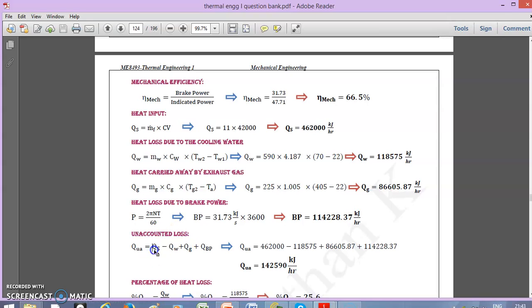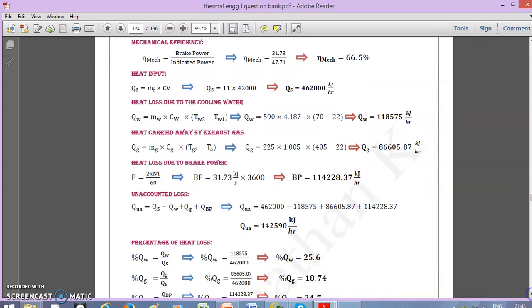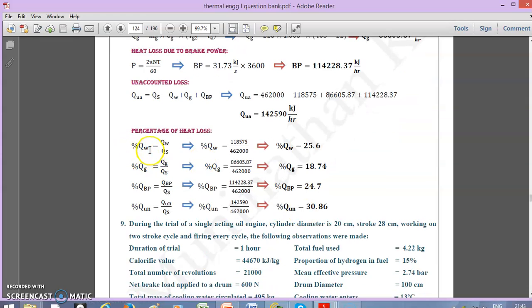So now the unaccounted heat loss. For the unaccounted heat loss, you have to tally the sheet. That is your input minus the sum of all your outputs, which will give you the unaccounted heat loss. Then we go for the percentage of heat loss. The percentage of heat loss due to cooling water is 25.6%. Due to exhaust gas, it is 18.7%. Due to BP, it is 24.7%, and unaccounted is 13.86%. Unaccounted may be the heat which is stored in the engine walls, stored in the entire engine casing, and the heat carried away by lubrication oil. Those are all called unaccounted heat loss.